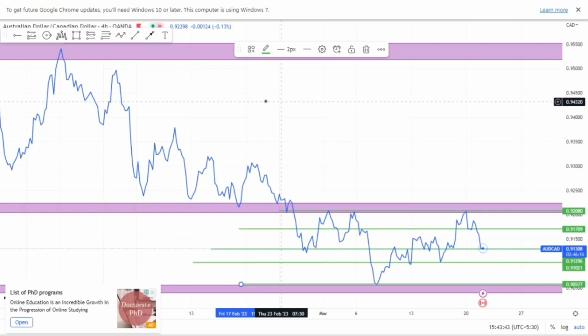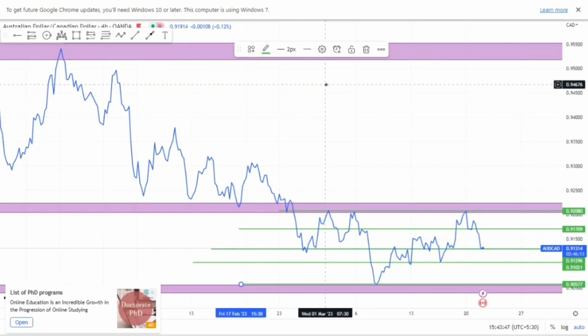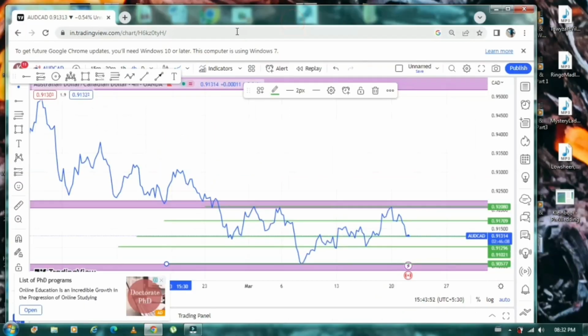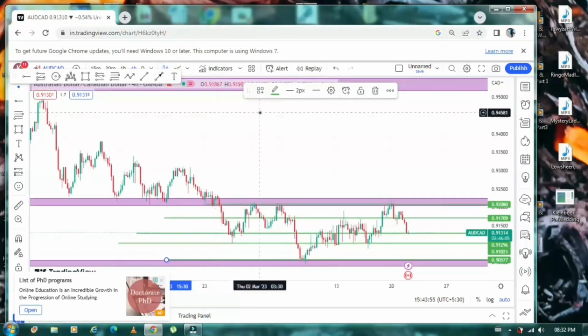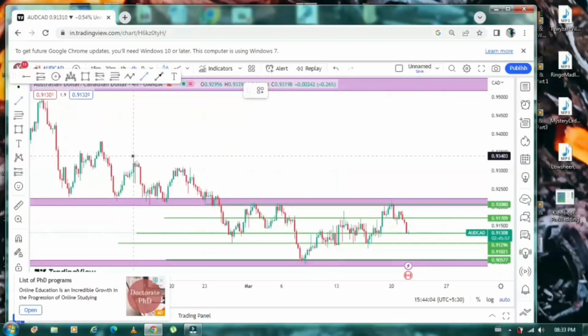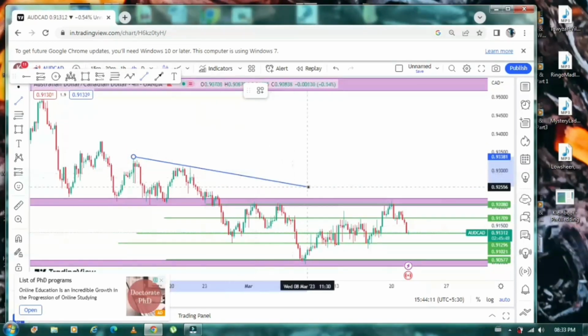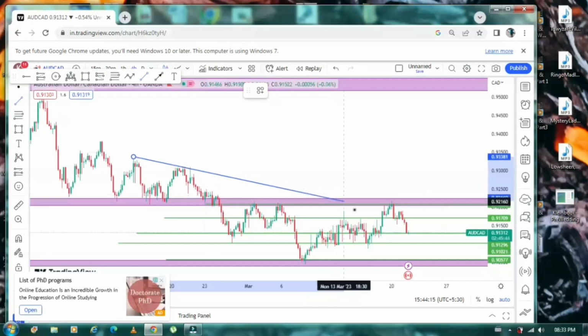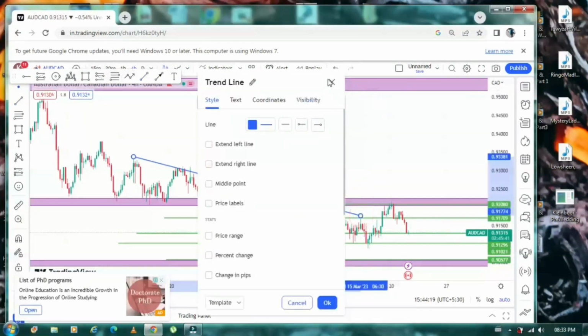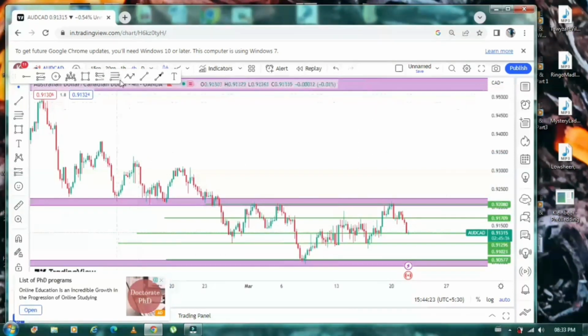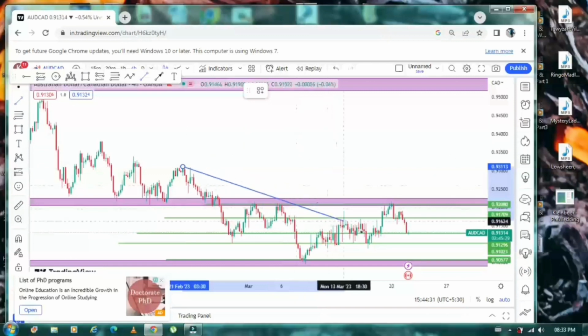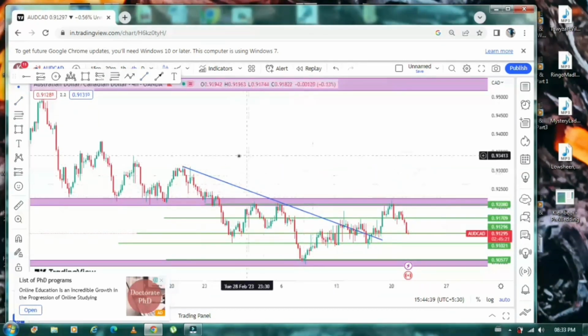Now after we are done spotting out our support and resistance levels, what we want to do is switch back to our candlesticks and then spot out our trend lines. There. We have spotted out our trend line.